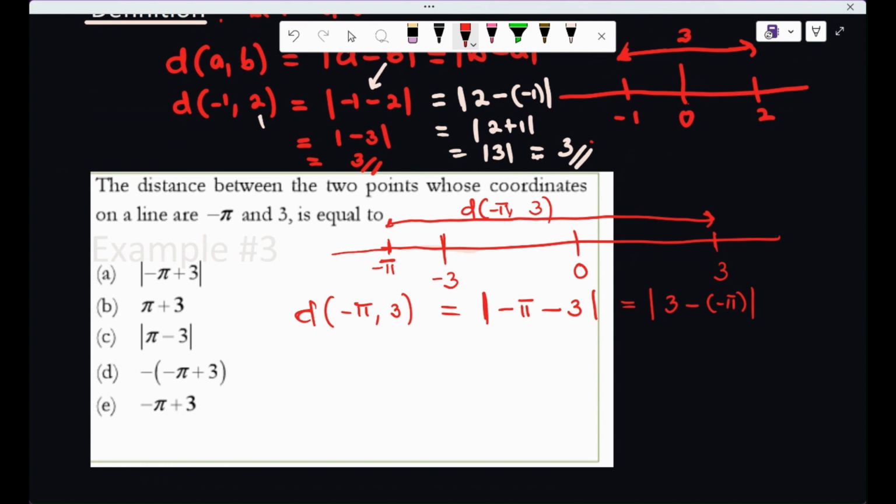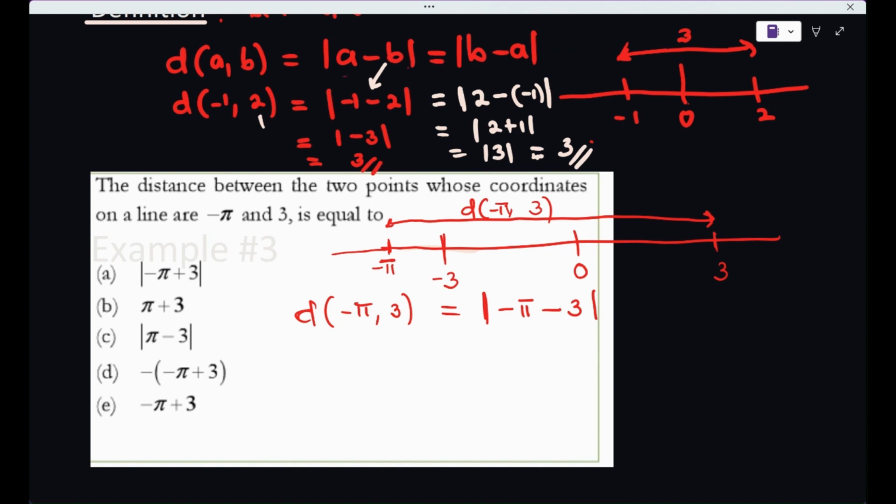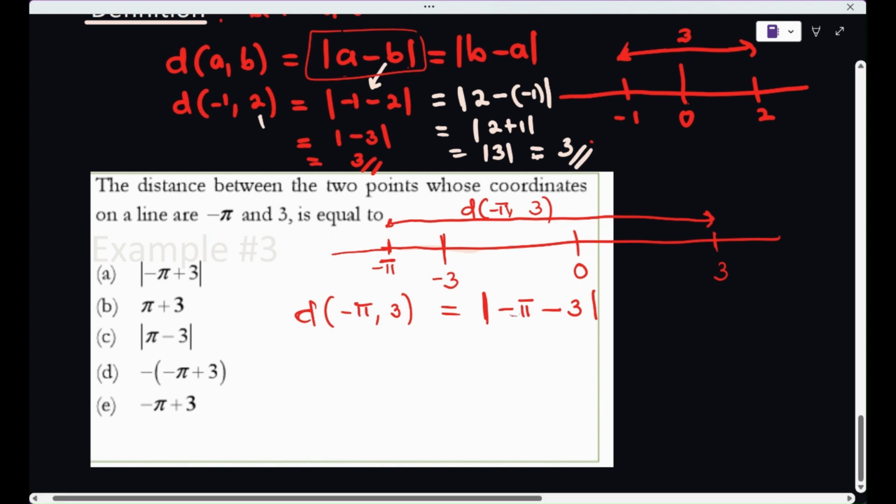So if we use this one, let's use this one only. We are using the first formula, A minus B, this one. So this is going to be -pi minus 3, right? So this is by definition. So let's just stop here. This is by definition, the absolute value of -pi minus 3.